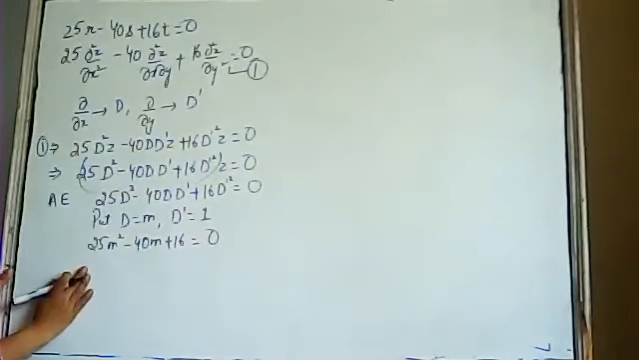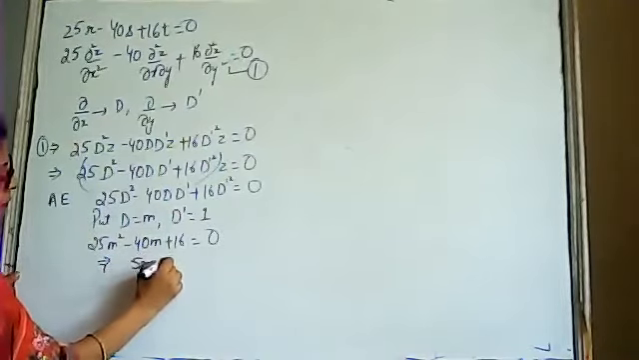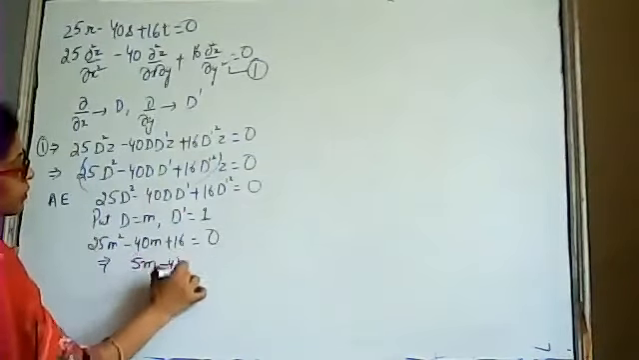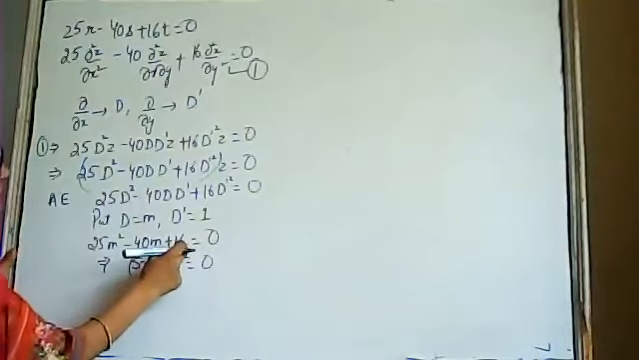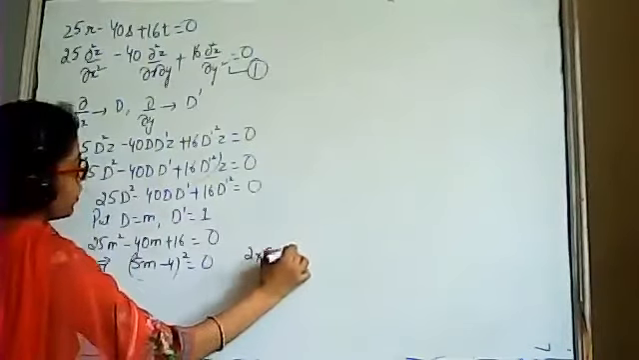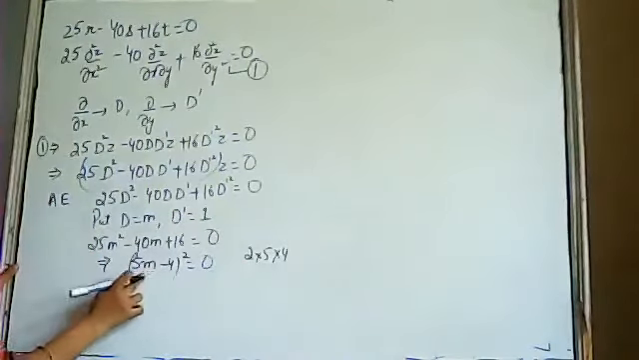This is again a quadratic equation. You have to solve this quadratic equation. It can be written as (5m + 4)² - 4². It will be 25m² + 16 - 2ab, that is 2 into 5 into 4. 5 into 4 is 20, 20 into 2 is 40. So it will be (5m - 4)².